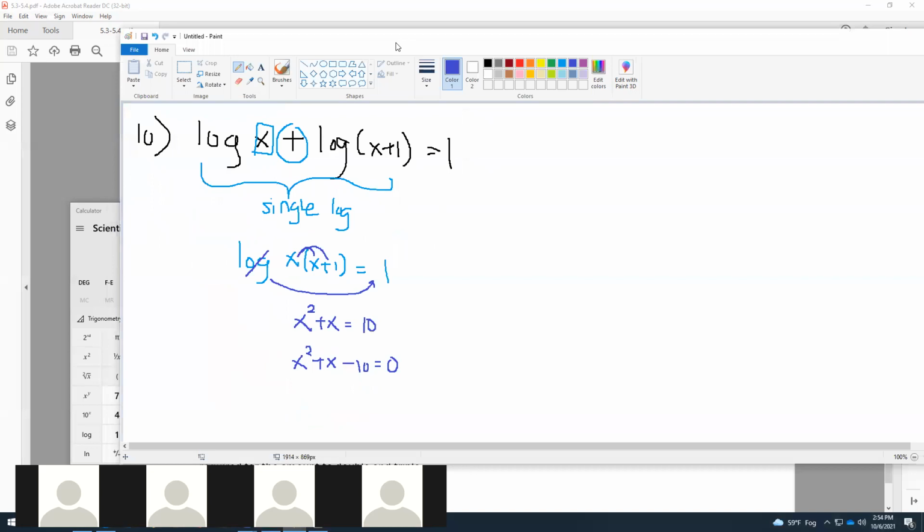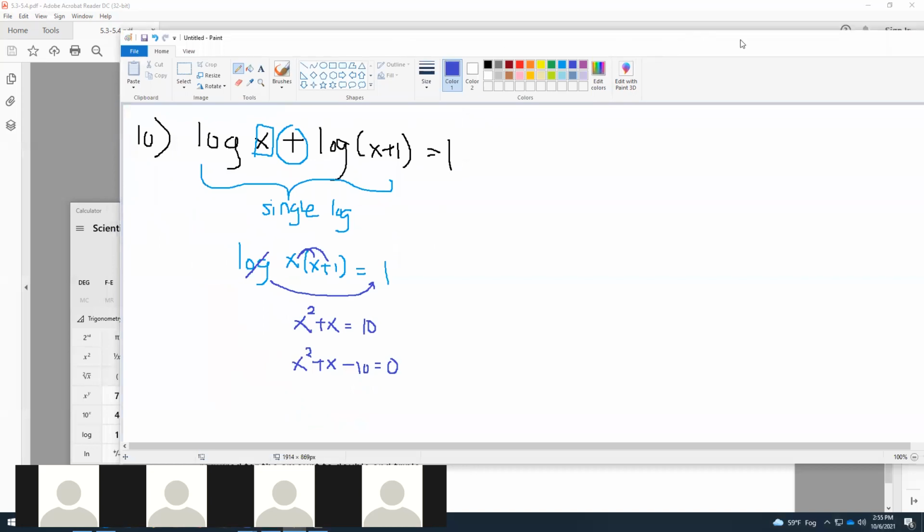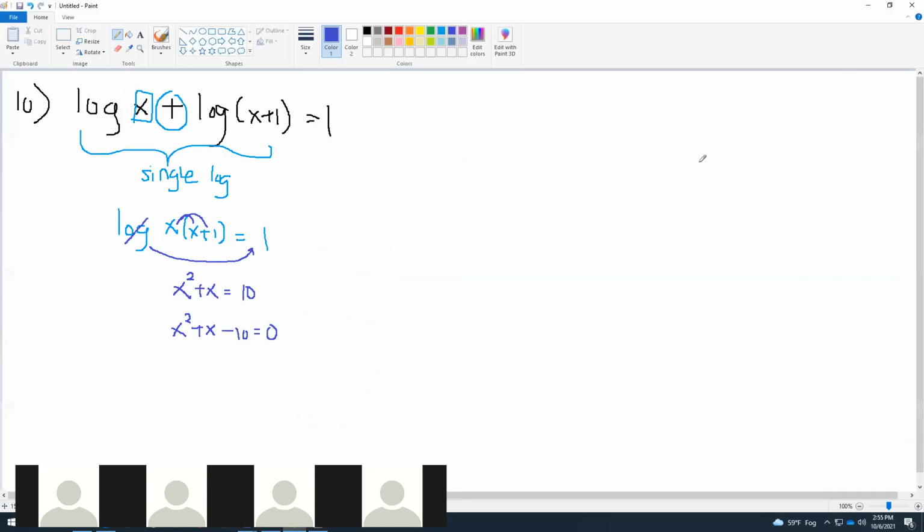And then here, usually in your test, you can factor it. I don't think this one can be factored. Can we factor this one? 10, 2, 5, 9, 1. So this one, 10 and 1, it cannot be factored. If it's not factorable, you have to use your quadratic formula. But I want to tell you that in your test it's factorable.